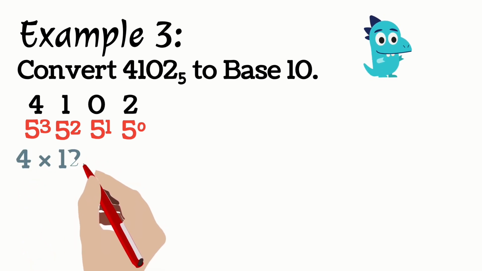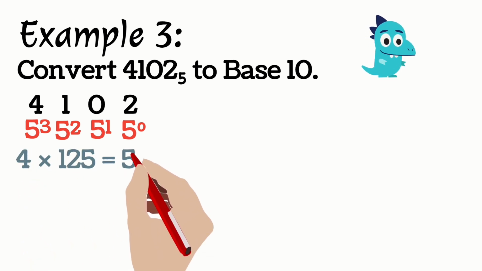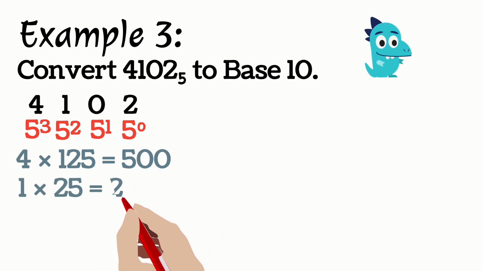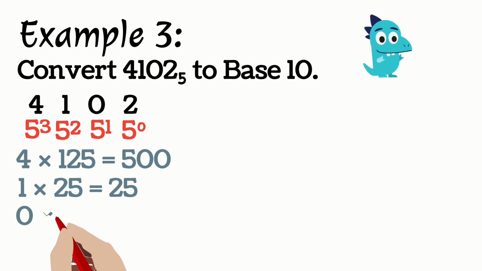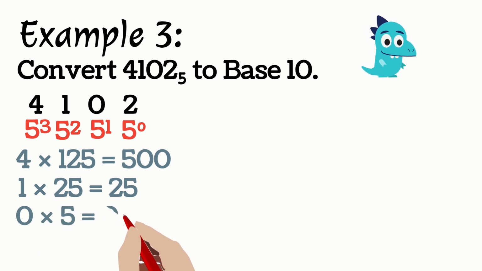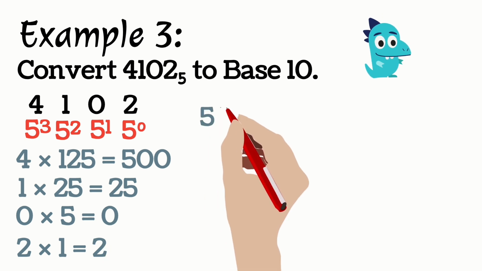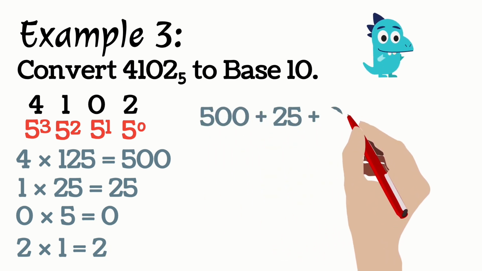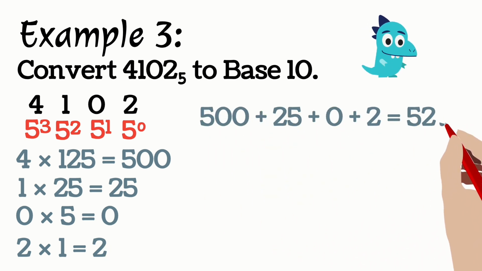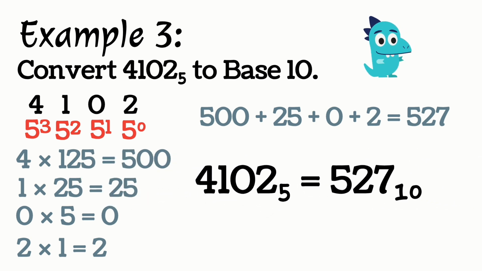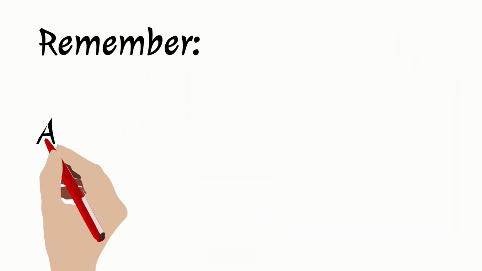Then we move over to the multiplication stage. So 4 times 125 gives us 500. 1 times 25 gives us 25. 0 times 5 gives us 0, and 2 times 1 gives us 2. So we'll sum up all our numbers now. 500 plus 25 plus 0 plus 2 gives us 527 base 10. Fantastic.